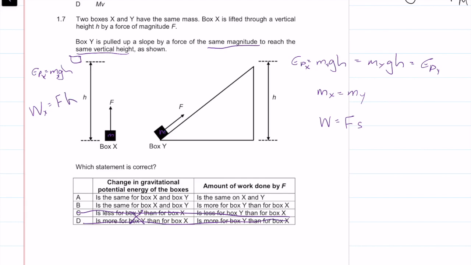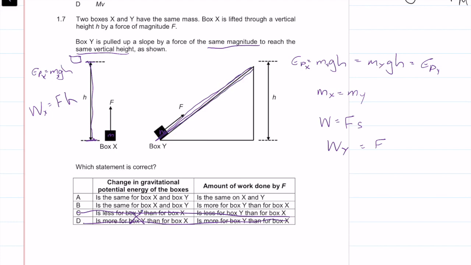It only has to go that height there. Whereas for the work done by box Y is equal to our force times this length right here. Okay, so what is that length?